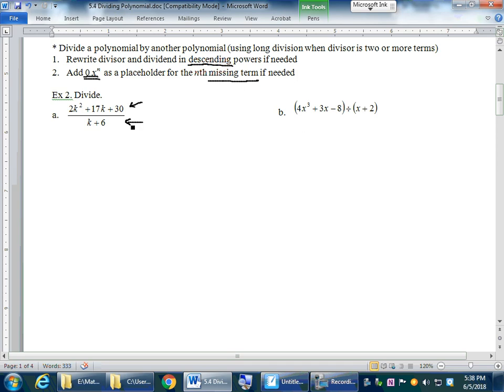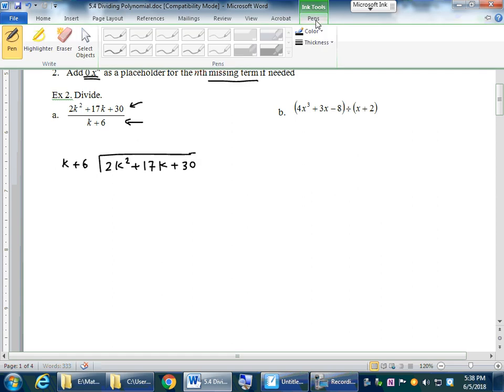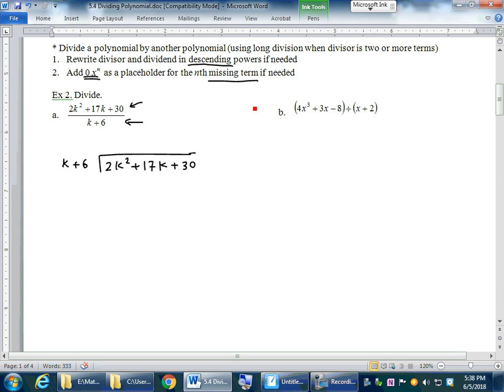So now we can write it into long division format, which is k plus 6 divided into 2k squared plus 17k plus 30. Now, how do we divide? The trick is basically looking at the first term of the divisor and asking yourself how many times will exactly give me the first term in the dividend. So I have to ask, k times what gives me exactly 2k squared? That will be 2k.